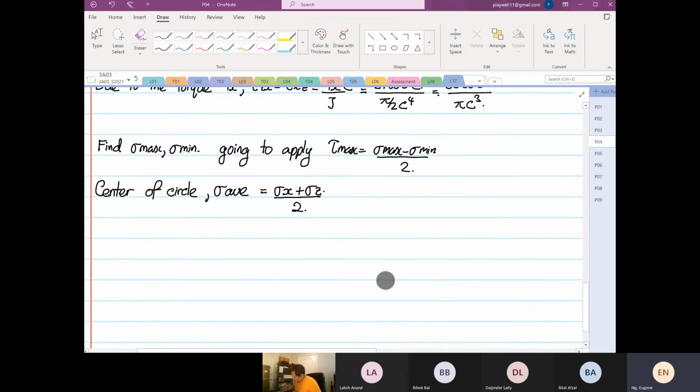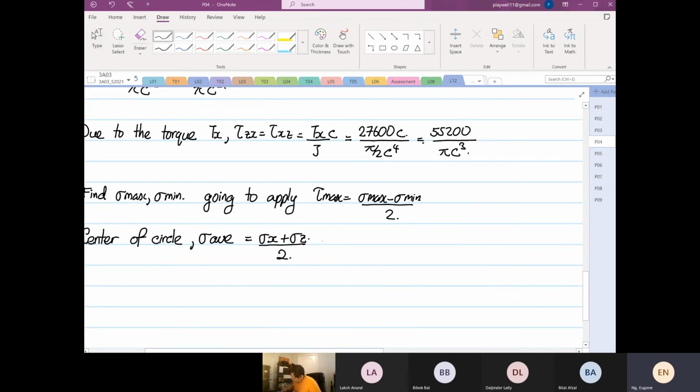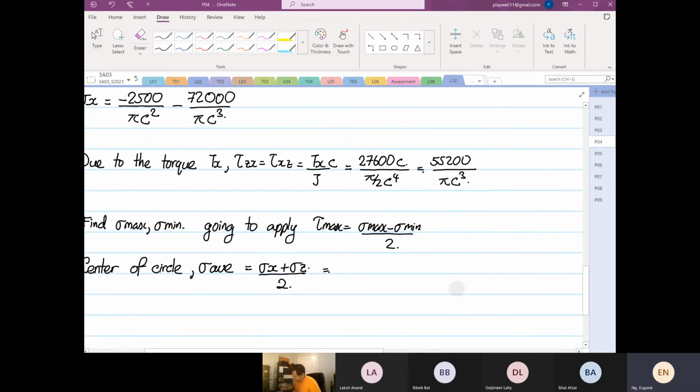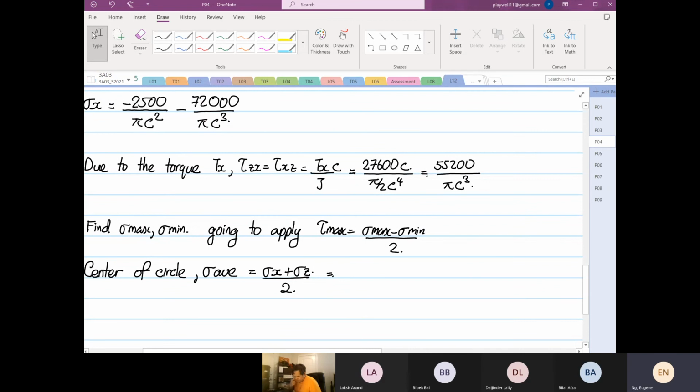So this is equal to minus 25 over pi C squared minus 72,000 over pi C cube, then multiplied by half.